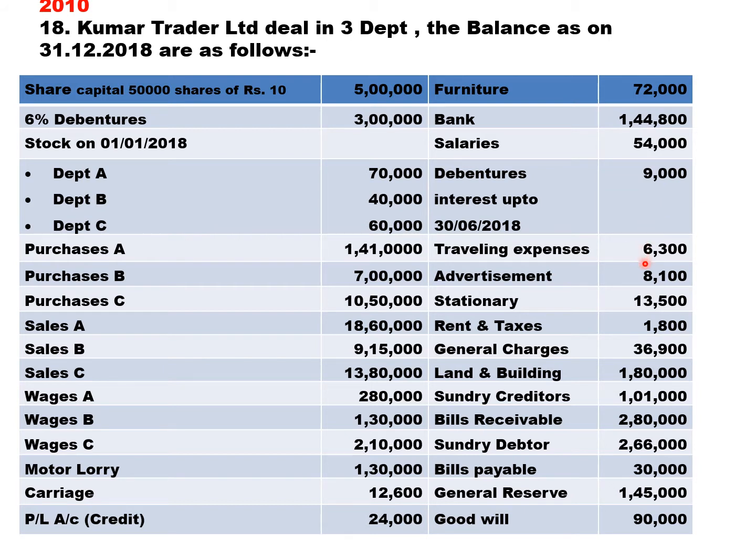Traveling expenses, P&L. Advertisement, P&L. Stationery, P&L. Rent and taxes, P&L. General charges, P&L. Land and building is an asset, balance sheet. Creditor is a liability, balance sheet. Bills receivable is an asset, balance sheet. Debtor is an asset, balance sheet. BP is a liability, balance sheet. GR, balance sheet. Goodwill, balance sheet.